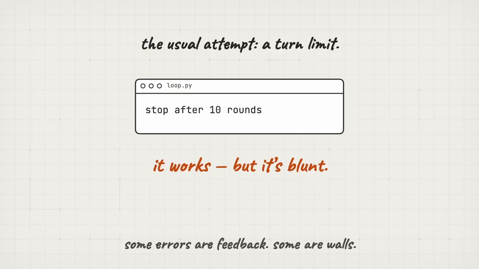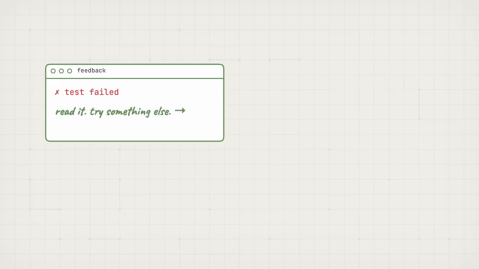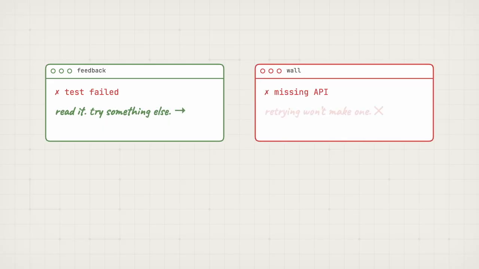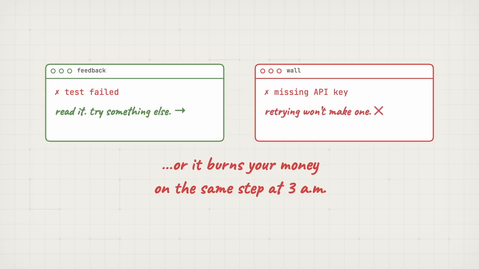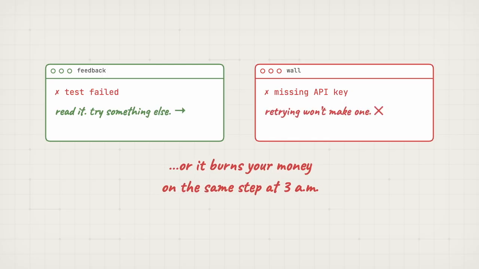Because some errors are feedback, but some errors are walls. A failing test is feedback, that's information. The loop should read the error and try something else. But a missing API key is a wall. No amount of retrying is going to produce that key. And that's your agent spending your money on the same broken step at 3 in the morning.